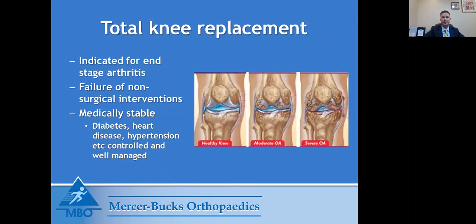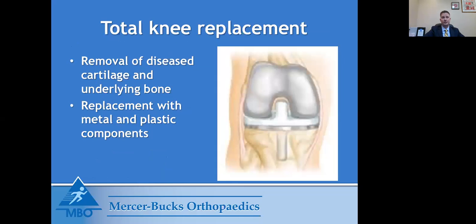So when we're talking about total knee replacement, again, it's indicated for end-stage arthritis, the failure of non-surgical interventions, and the patients need to be medically stable. Doesn't mean you can't have any medical problems, but the diabetes, heart disease, high blood pressure, etc., should be controlled and well managed. What knee replacement involves is removal of diseased cartilage and some of the underlying bone, and we replace that with a roughly even thickness of metal and plastic.